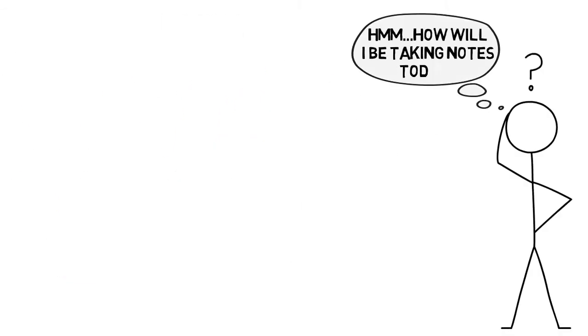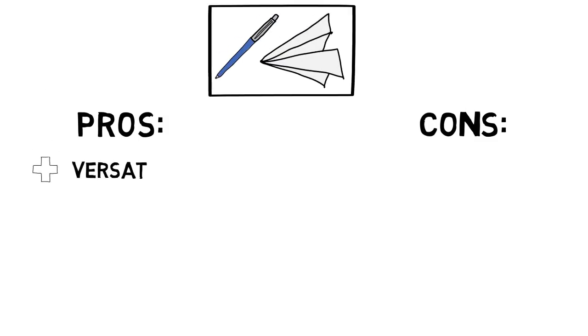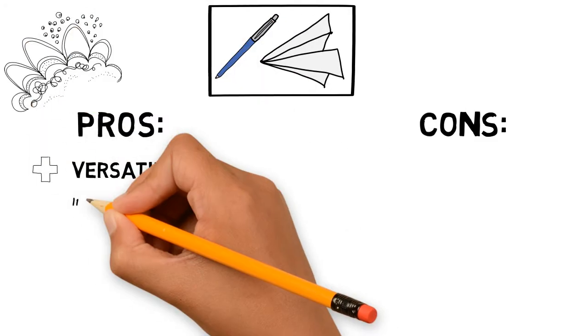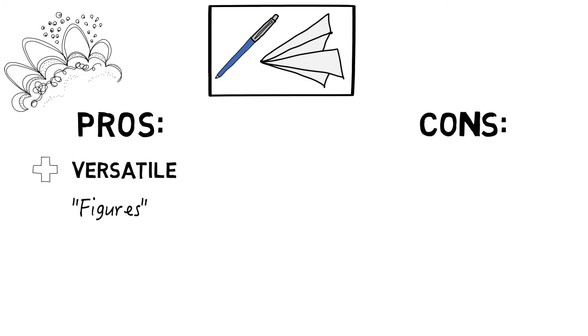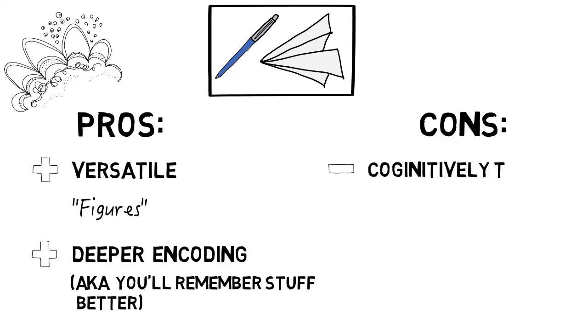Before class, you'll also need to decide how you will take notes, whether with a laptop or using a pen and paper. There are pros and cons to each, and you will want to test which works best for you. Using pen and paper is versatile. You can easily write down text or draw figures. Research also finds that those who use longhand more deeply encode, that is, digest the information they are taking notes on.